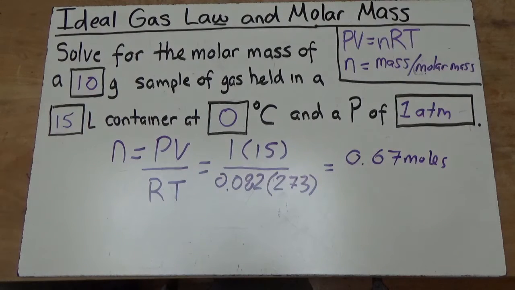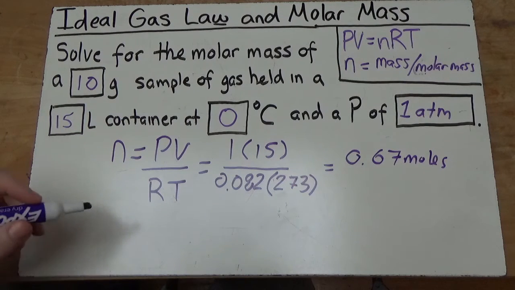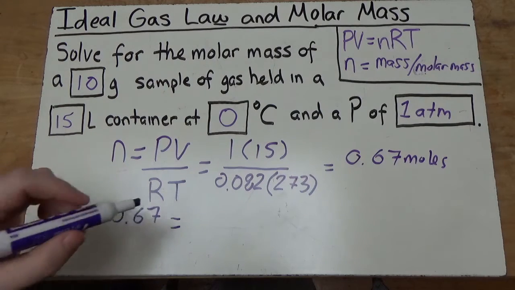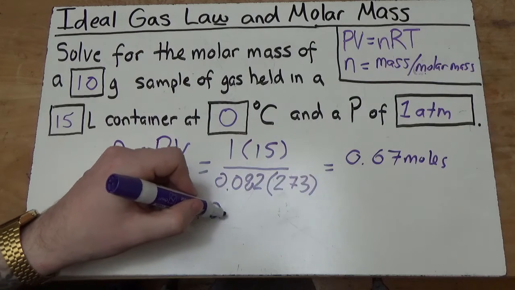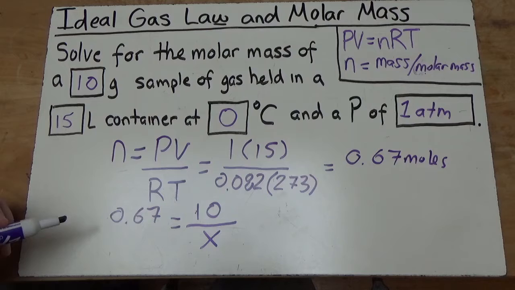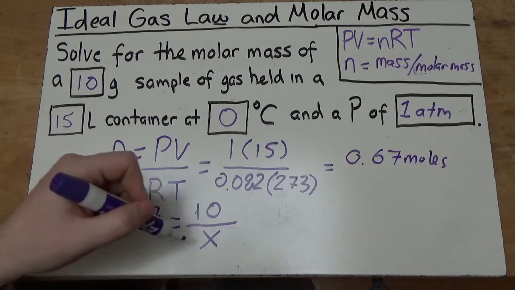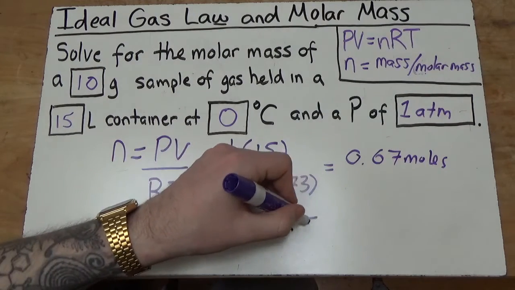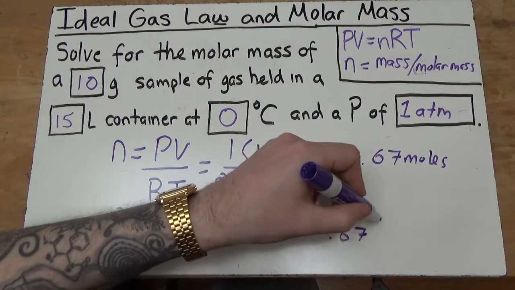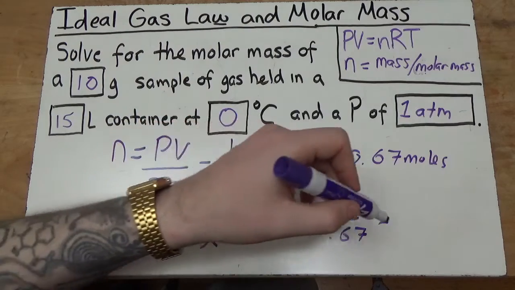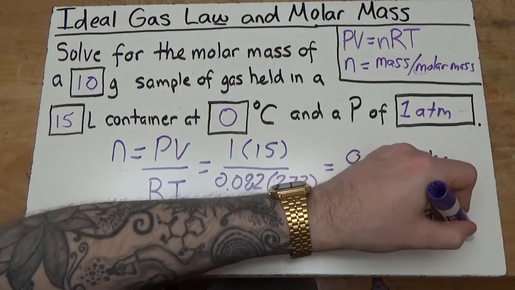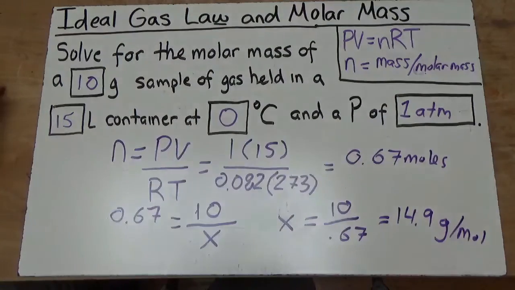Now, this is only the first half of the problem. We're going to plug in 0.67 moles is equal to the 10 grams that we started with divided by the molar mass, which we don't know. Now, we can rearrange this so that x equals 10 divided by 0.67, and that equals 14.9 grams per mole.